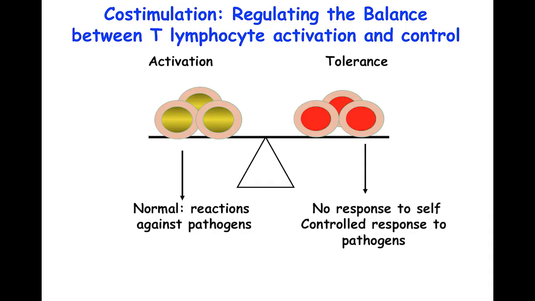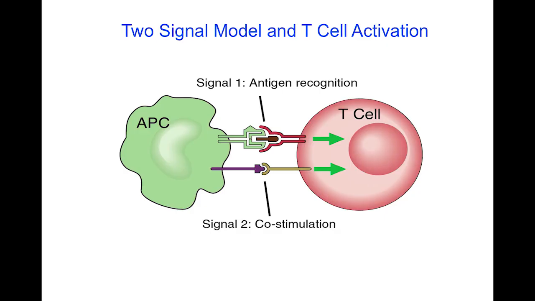So we're going to talk about T cell costimulation, which is a critical regulator of this balance between T cell activation and control that helps us respond appropriately to defend against microbial pathogens, but not respond to self. And of course, the breakdown of tolerance leads to autoimmunity. So both sides of this balance need to be regulated. So first, let's talk about T cell activation and co-stimulation.